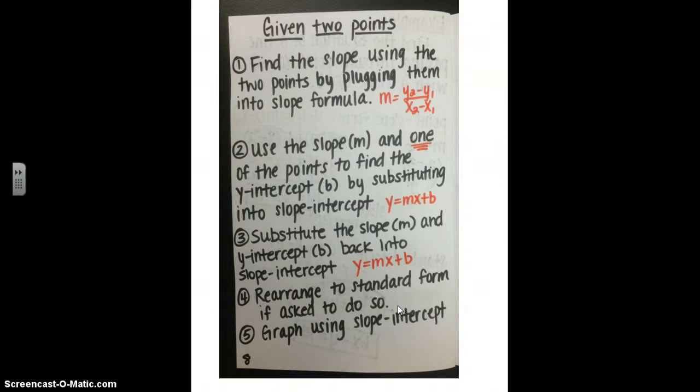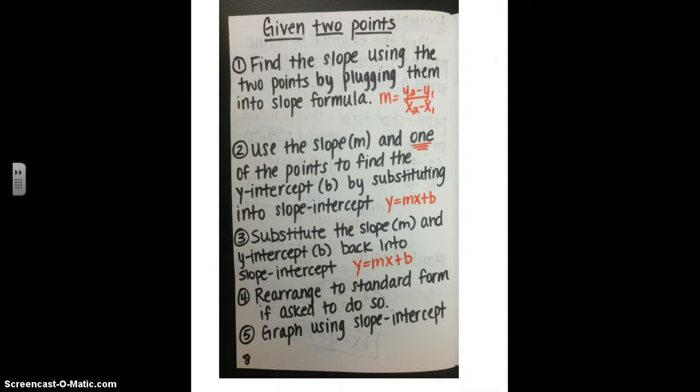Then, once you've found the slope, you're going to use the slope that you just found and one of the points. It doesn't matter which point you use to find the y-intercept by substituting it into slope-intercept form. So you're going to plug the 1 point that you found in your slope into y equals mx plus b.